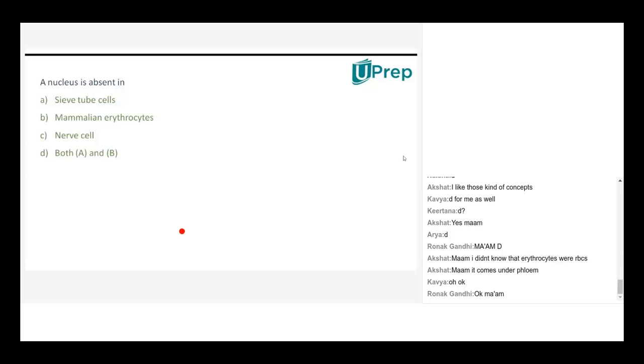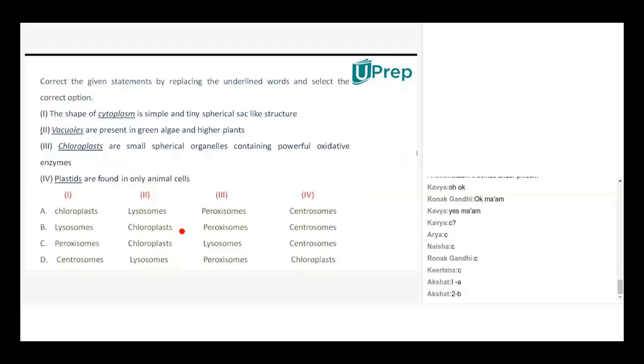Then, let's go for the next question. This is the question. I'm very much eagerly waiting. Who will answer first? Giving you 1 minute. Let's see. So, here, correct the given statements by replacing the underlined words. Understand, the shape of peroxisome is a tiny spherical sac-like structure. So in the options given, that is the R12. So the answer is C. With 2 and 3 Romans, you can go for C. Clear?